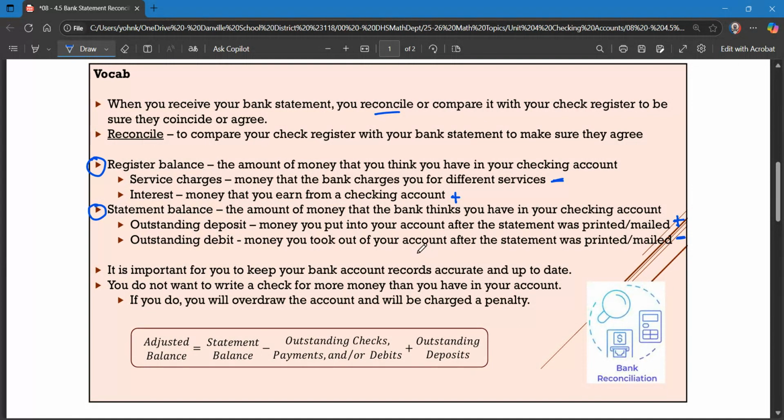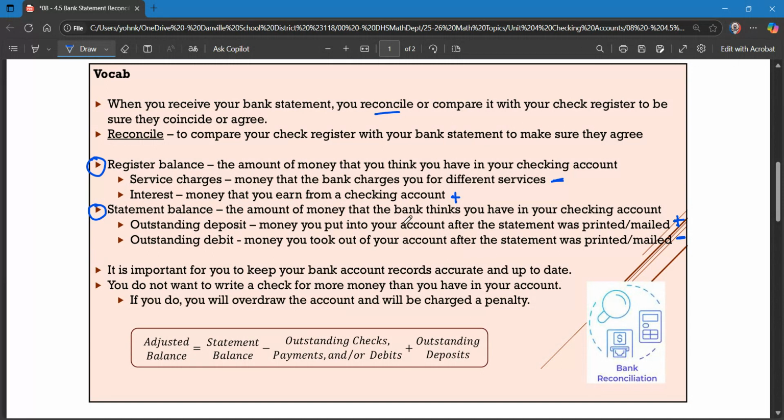So kids, the point is you're going to have a register and you're going to have a statement. Sometimes the statement gets mailed to you, but you then do more things in your check register, such as depositing or writing a check. So sometimes they don't actually look like they have the same amount of money, but you want to make sure that they always do have the same amount of money. It's important for you to keep your bank account records accurate and up to date.